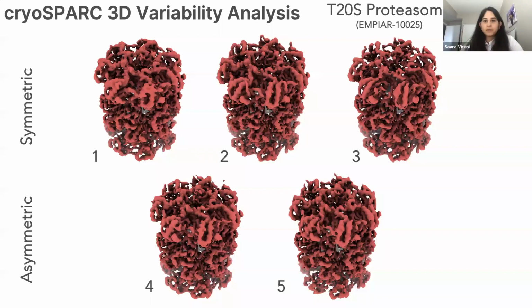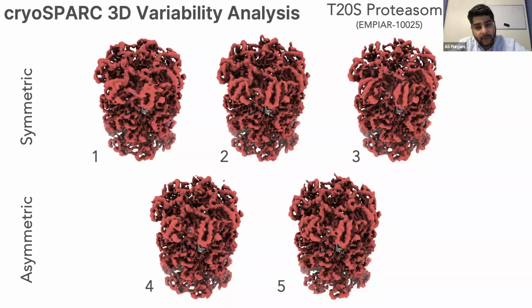Thank you. And I think the very last question here: is there a way to tell how much variance is captured by each component in 3D variability analysis, so that we can make a kind of a judgment about how much variance is explained? That's a good question.